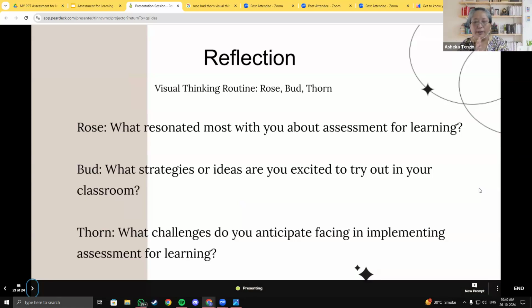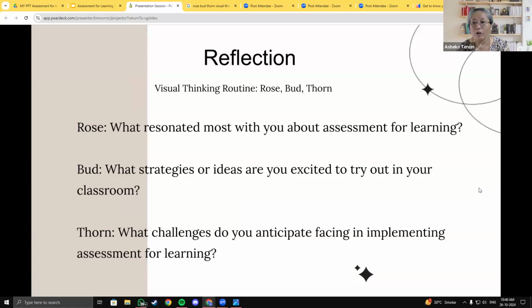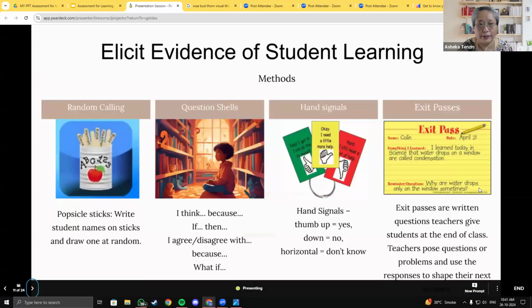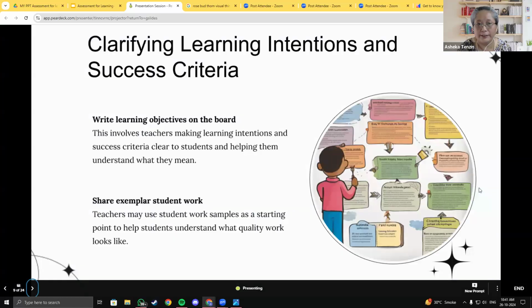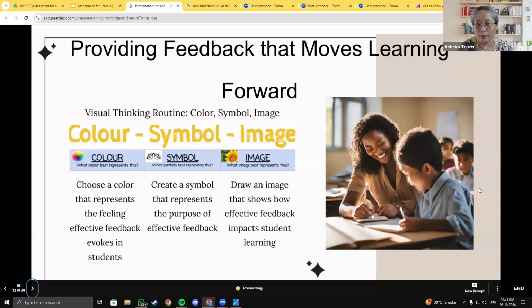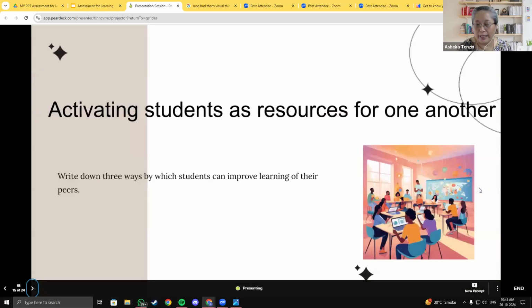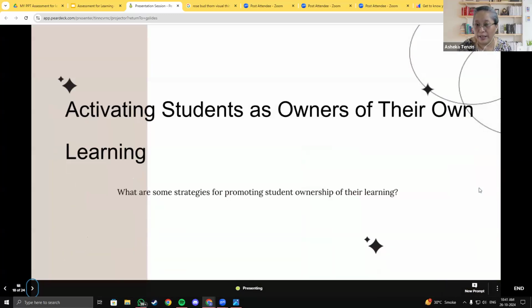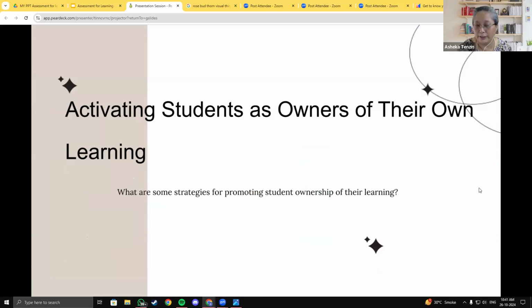Now, the last part, we reflect on what has happened, the 5 different strategies that I have spoken about today. I go back. The first strategy was clarifying learning intentions and success criteria. Second was eliciting evidence of student learning. Third was providing feedback that moves learning forward. Fourth one was activating students as resources for one another. And the last one was activating students as owners of their own learning. These are the different strategies that Dylan Wiliam has suggested for assessment for learning.